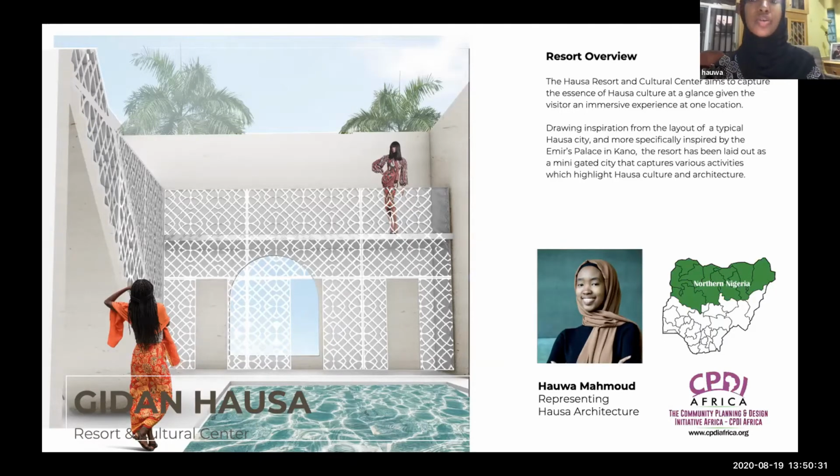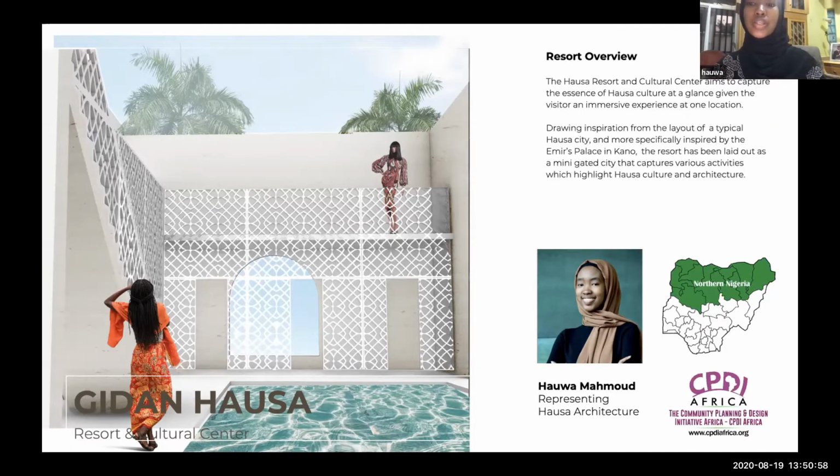So the Resort and Cultural Center aims to capture the essence of Hausa culture at a glance and give the visitor an immersive experience at one location, so that even if this is the only place they had a chance to visit while in Kano, where the resort is located, they would have a holistic sense of what it's like to be a part of Hausa culture.